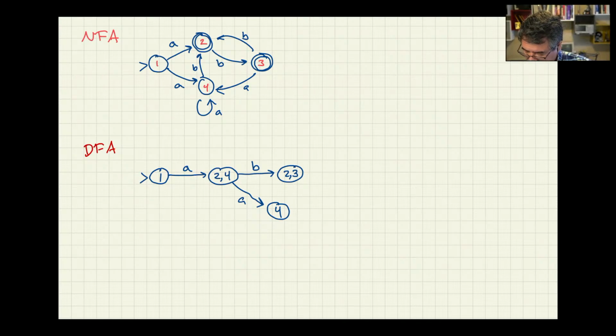So now let's look at 2 and 3. So here's 2 and 3. I can see an A, I can see a B, I can also see a B. So I know there's an A and a B. Let's see, so A takes us to 4. And B from 2 and 3 takes us to 2 and 3. So B takes us back to ourself.